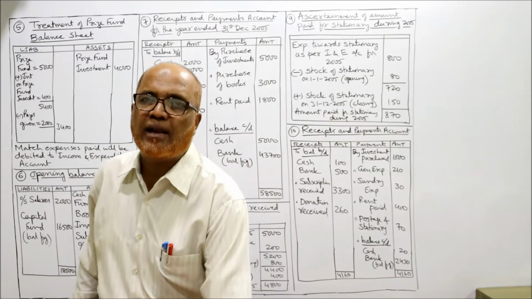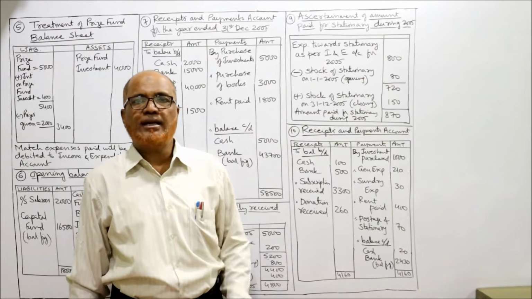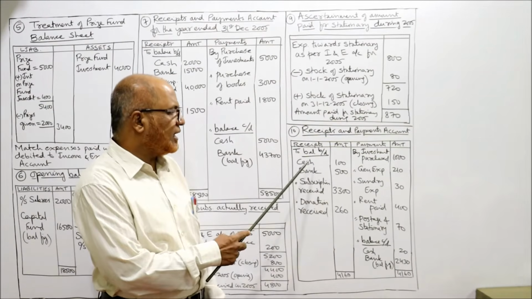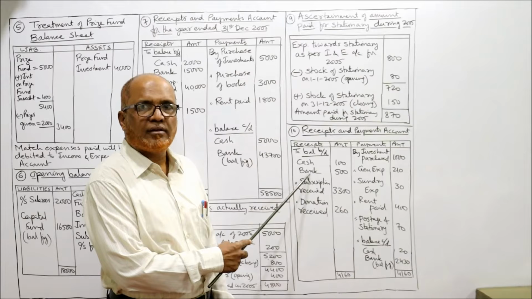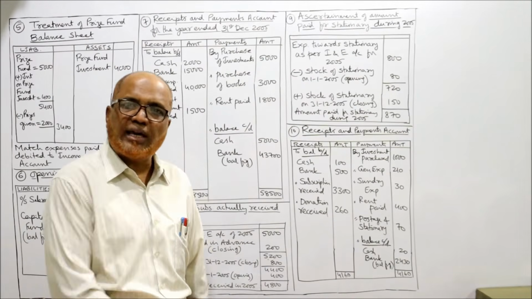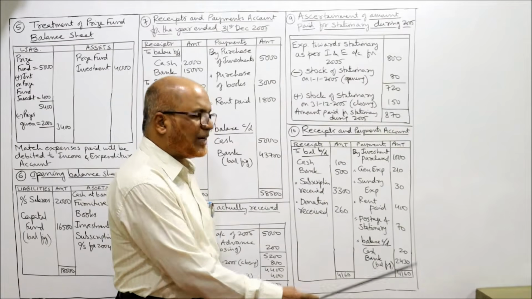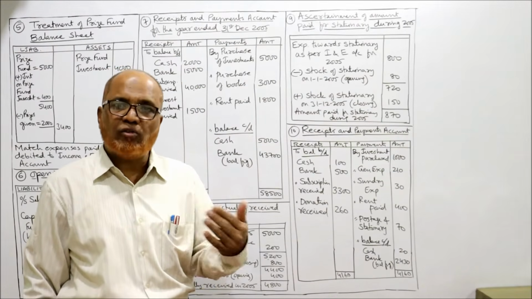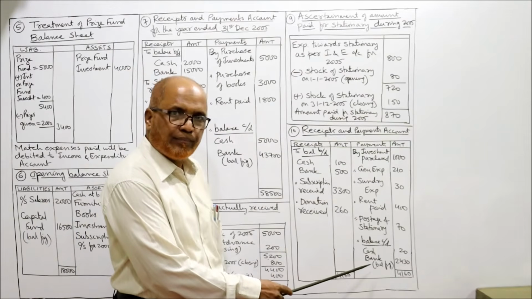Last one, cash balance at close. At the end of the year, cash balance is given. In the beginning of the year, we had cash balance and bank balance. At the end of the year also it will have cash balance and bank balance. The cash balance is given in the problem as 20 rupees. But bank balance is not given at the end of the year. So we have to find out the bank balance as a balancing figure.